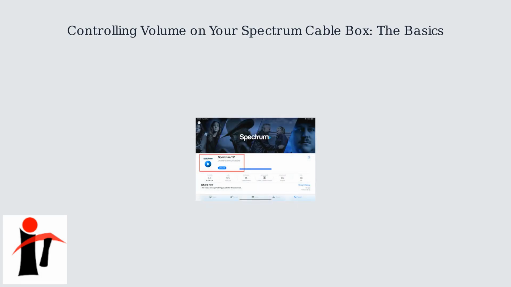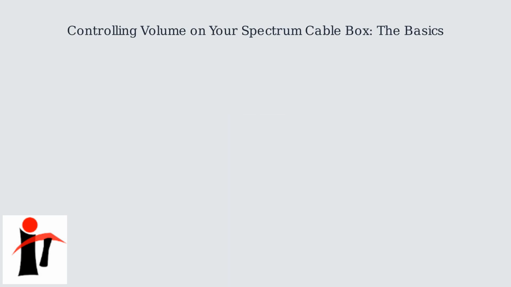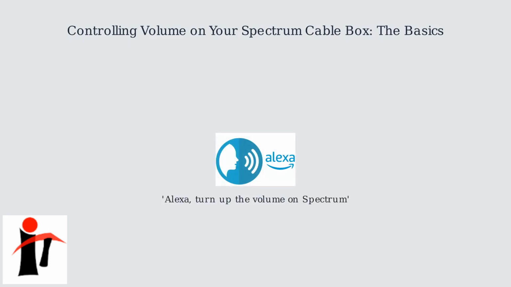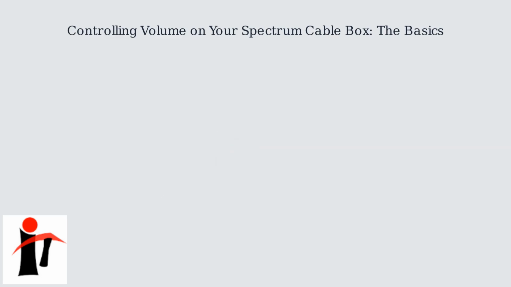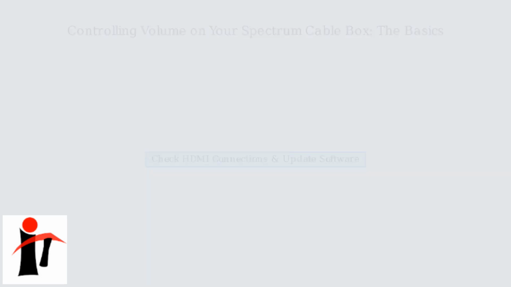Alternatively, the Spectrum TV app on your smartphone or tablet offers a volume slider that syncs with your device's system volume. Voice control is also an option. Just say, "Alexa, turn up the volume on Spectrum," if you have it linked. If you still have problems, check your HDMI connections and update software on the device.